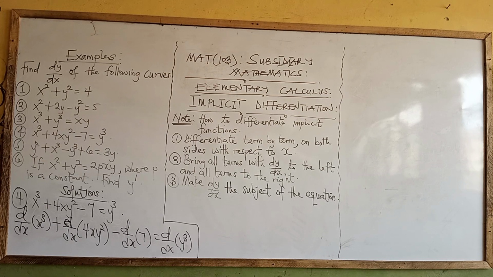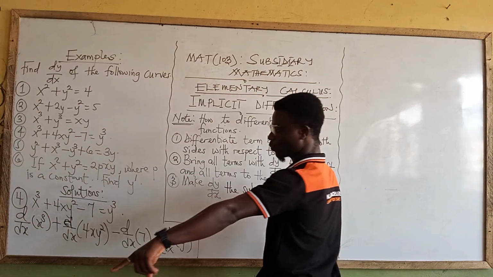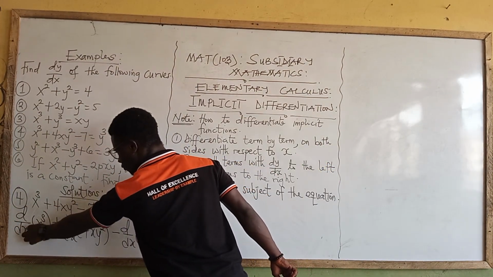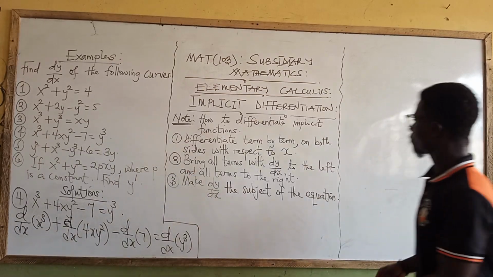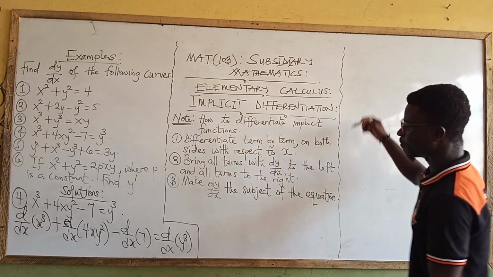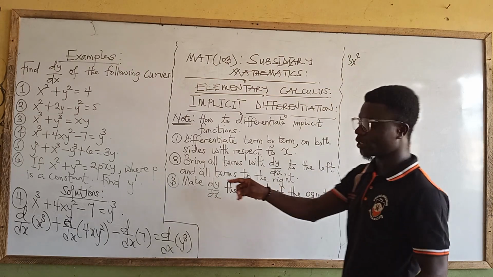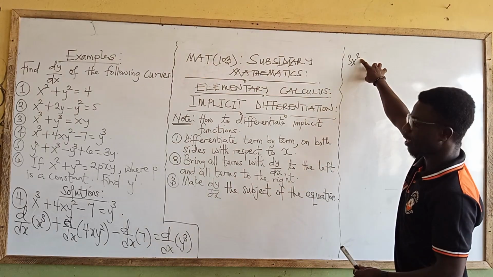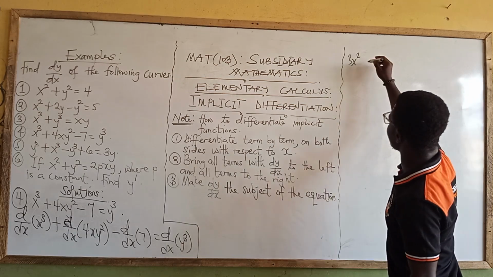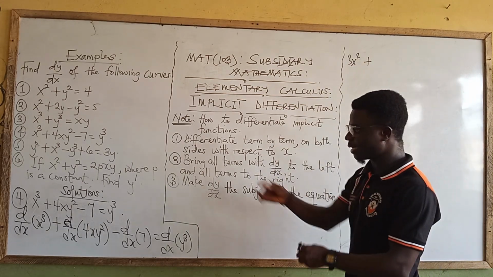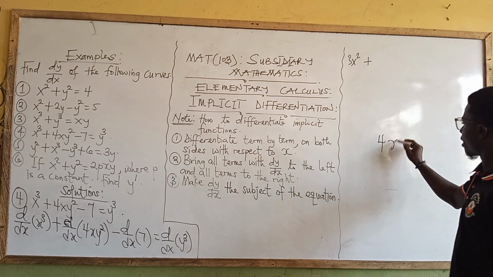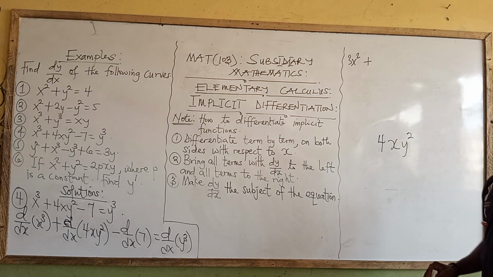So now let's see. If you want to differentiate x cubed with respect to x, we get 3x squared, because 3 comes down, then we subtract 1, remaining 2. Then plus. We can see that I have 4xy squared.